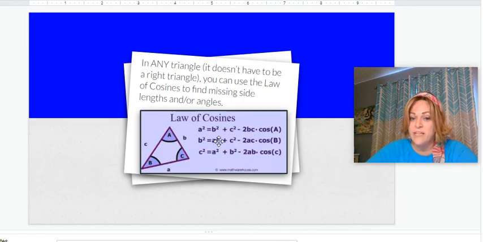So all these rules are the same. If you're looking for a side squared, you take the other two sides squared, subtract 2 times the other two sides times the cosine of the angle across from the side you're looking for. And when you do these example problems, it makes it a little bit easier. But right here, those are the rules.